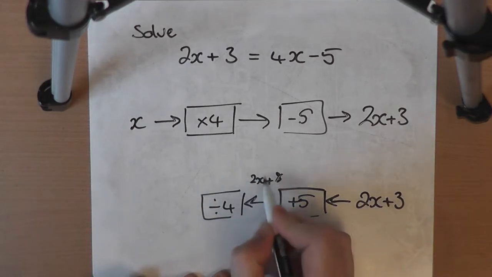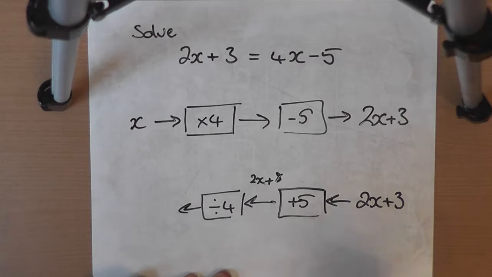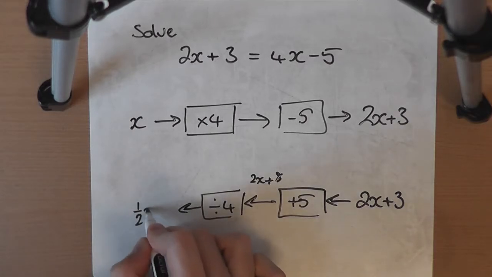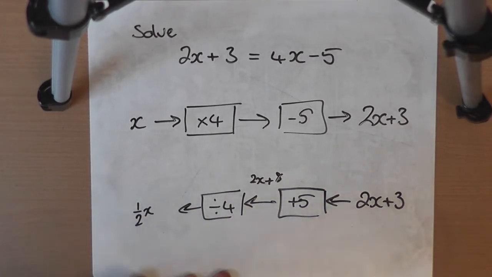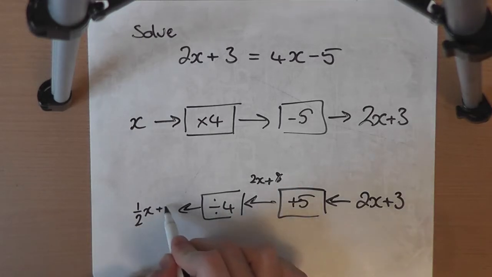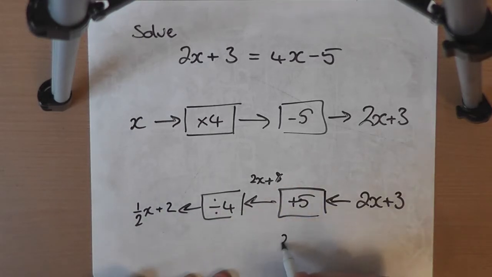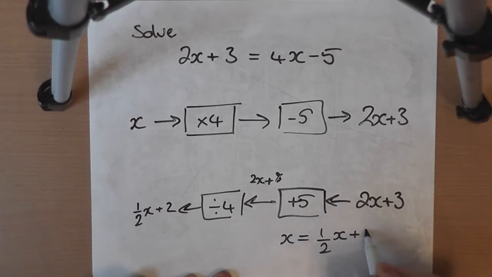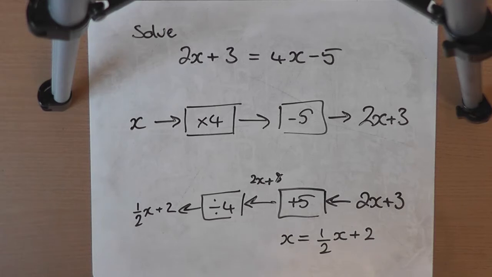Well, we could do that again. We could do 2x divided by 4. Well, that would be a half of x. 2 divided by 4 would be 0.5, or a half if you prefer. And the 8 divided by 4, that would be a plus 2. And then we're saying that x equals a half of x plus 2. And that doesn't just not seem better, that actually seems worse, because suddenly we've got a fraction or a decimal in there. And surely that leaves us with a little bit of a problem.